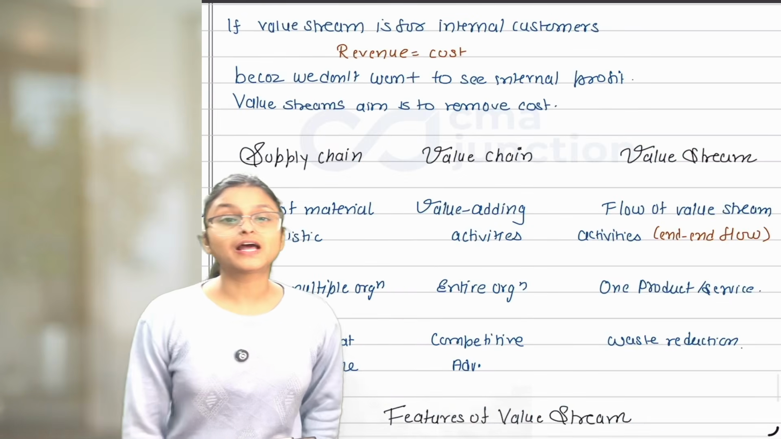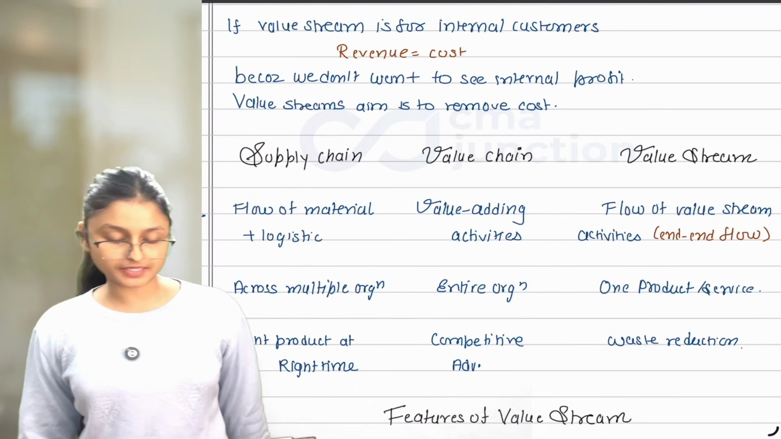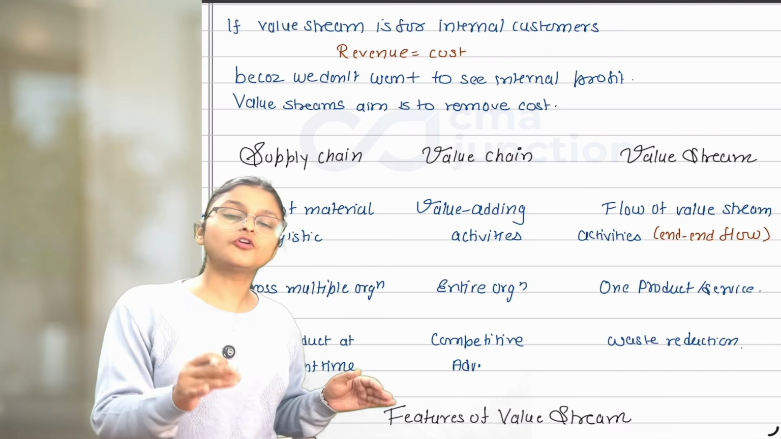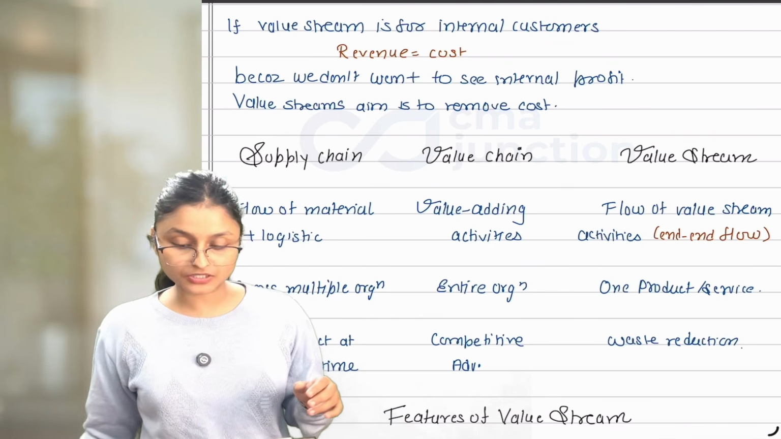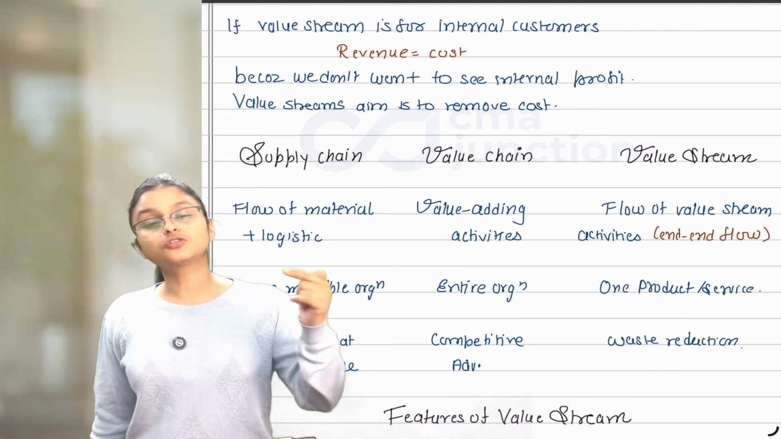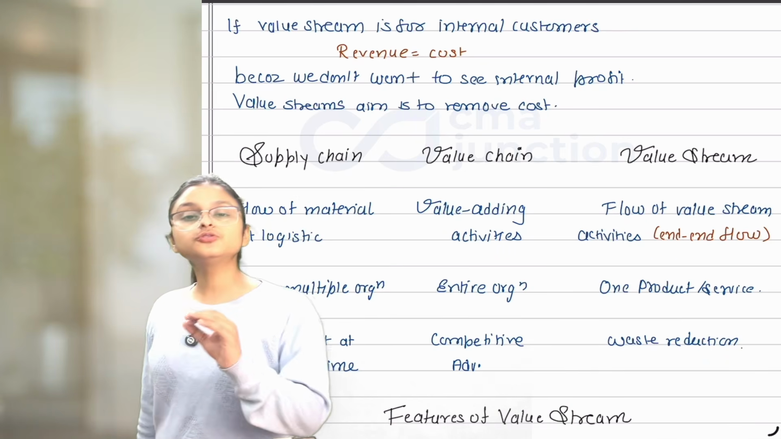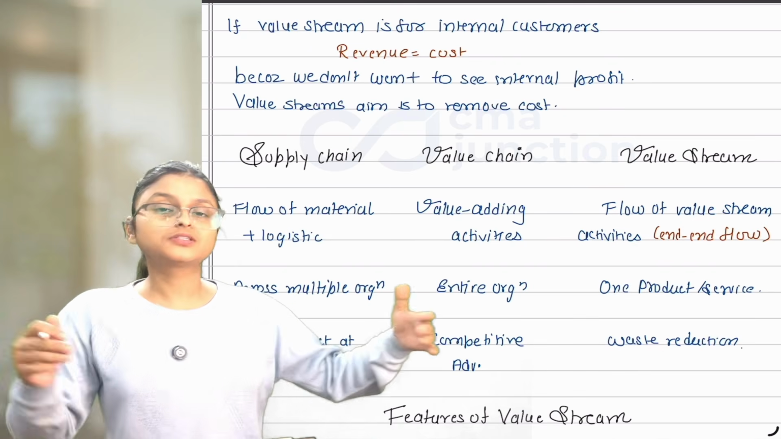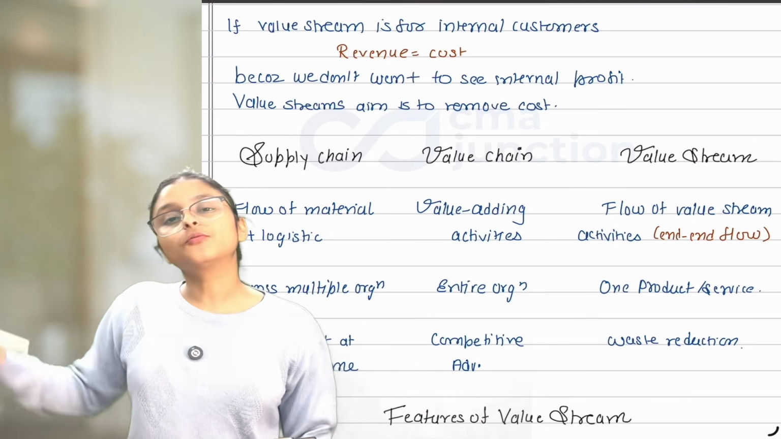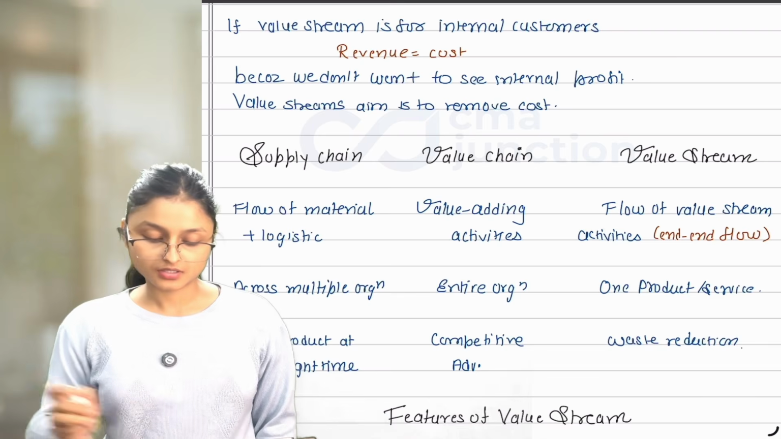Next, supply chain, value chain, and value stream. What is the difference between them? So, supply chain focuses on flow of material plus logistics. That means how material is transported from one place to another. Value chain focuses on value adding activities. Value stream focuses on flow of value stream activities. That means your end-to-end flow through which you are providing your goods or services to the customer.